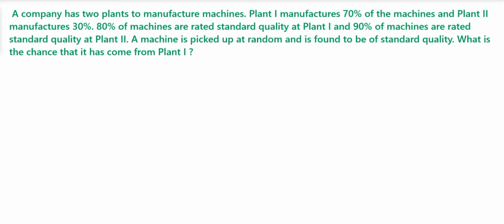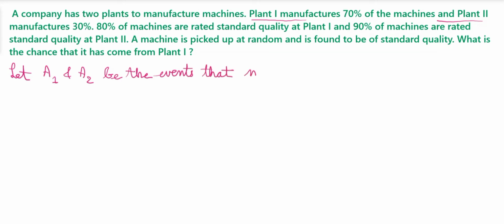Here we are having two plants, plant 1 and plant 2. And the other thing that we are given is that it should be of standard quality. So from plant 1 and plant 2, we'll create our events A1 and A2. We have to write it like this. Let A1 and A2 be the events that the machines are manufactured in plant 1 and plant 2 respectively. And then the machine should be of standard quality. So for that, we'll create another event which we'll call B.